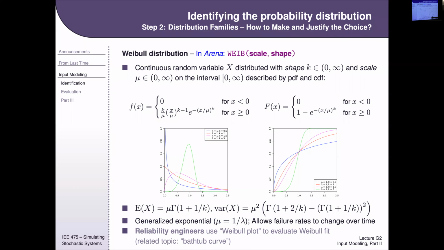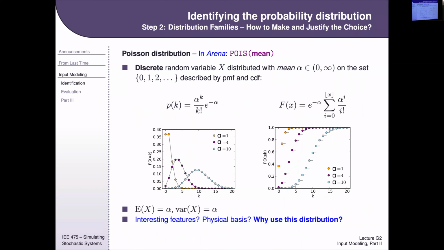And so that's what I'm saying here. Reliability engineers use what's called a Weibull plot to help evaluate the Weibull fit. So if you take a reliability course, you might use Weibull plots to help you guess what these shape parameters are. So for this shape parameter that I'm calling K, you can say for these data, what is the right K that I want to pick? And then you can plug that in there, and Arena supports that.